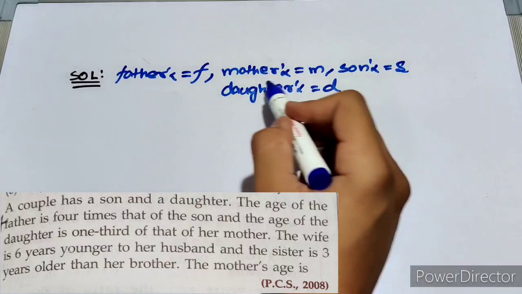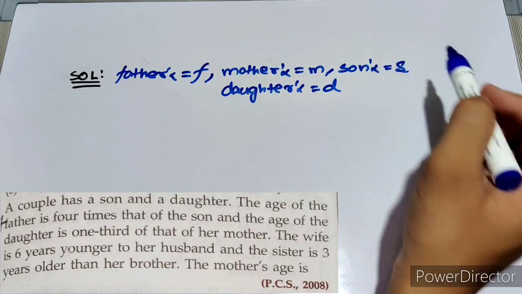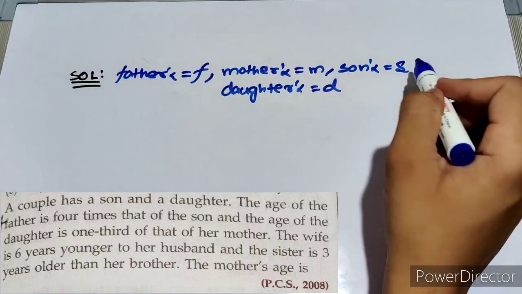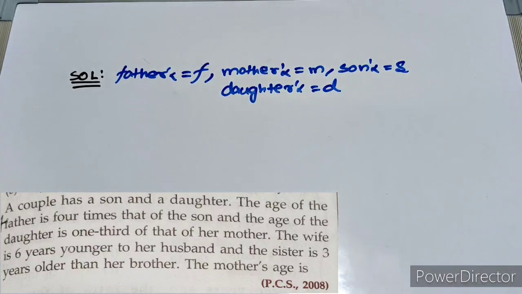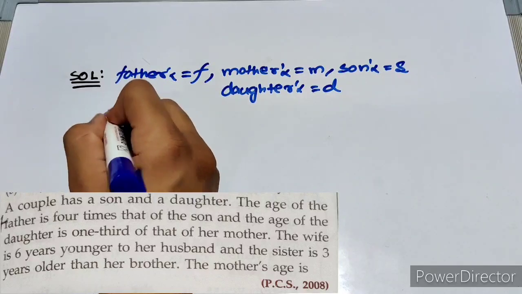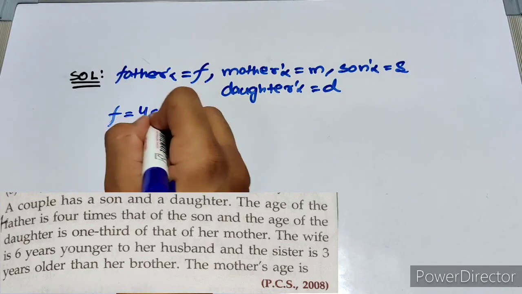Similarly D only for daughter and sister both, and S only for son and brother also. Okay, so don't get confused in this terminology. So let us look at the question. The age of father is 4 times that of the son. So from here we will get the first equation. Age of father is 4 times that of the son.